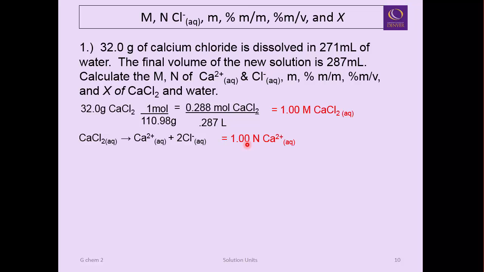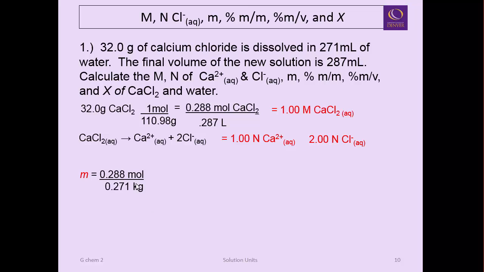If it's calcium, as you can see from the reaction here, for every calcium chloride dissolved, 1 mole of calcium chloride will yield 1 mole of calcium ions. So the molarity in this case is the normality as it pertains to calcium. But if you look at chlorine, for every calcium chloride that dissolves, you actually free up 2 chloride ions. So the normality as it pertains to chloride ions is 2 normal.